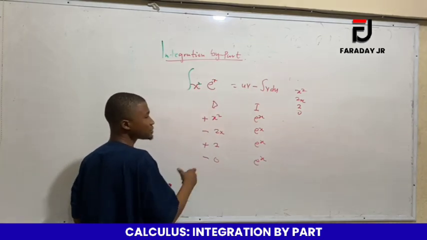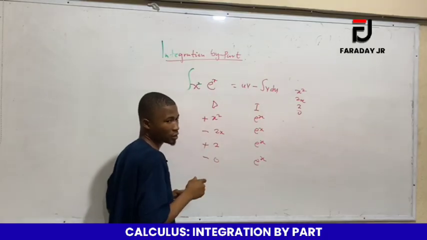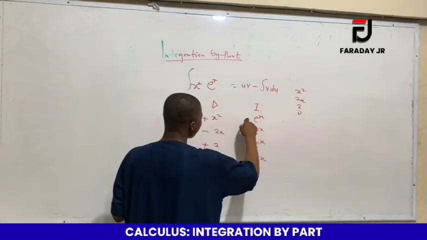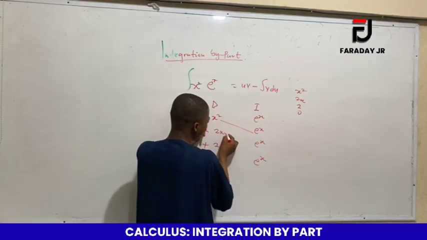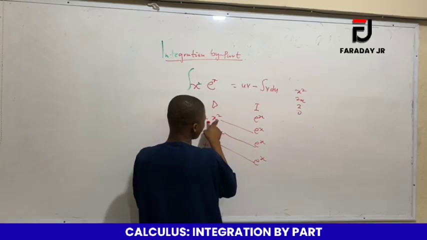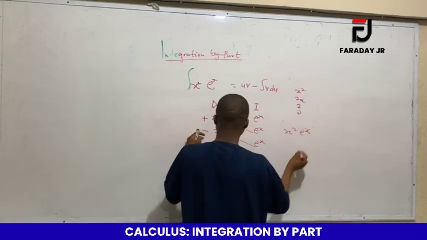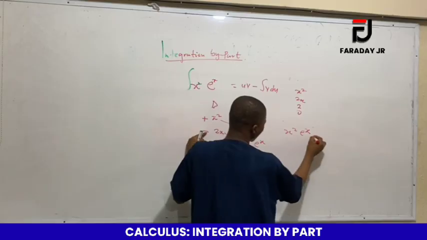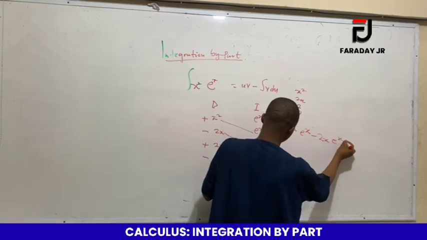So after you are done, you just multiply diagonally. If you multiply diagonally, that means you have solved and you have gotten one of your results. Because if you go horizontally, that means you get the same question. You get it? So we have diagonal, and then finally diagonal, and then we are done. So this one multiplied by this will give us x squared e exponent x. Negative, right? Minus 2x e exponent x.